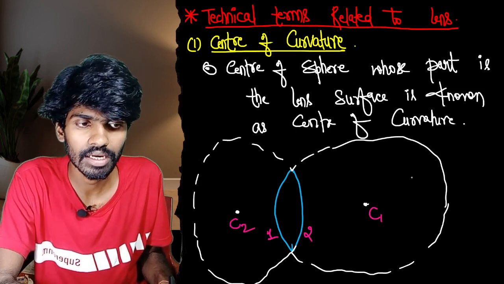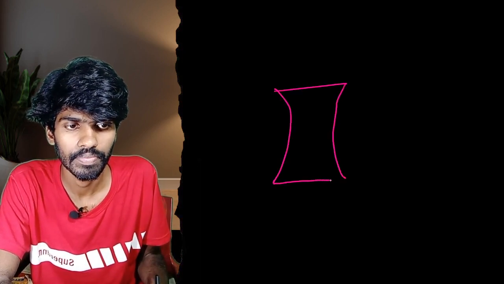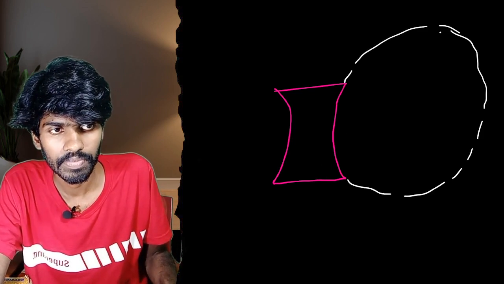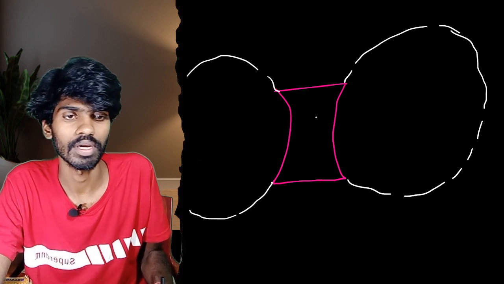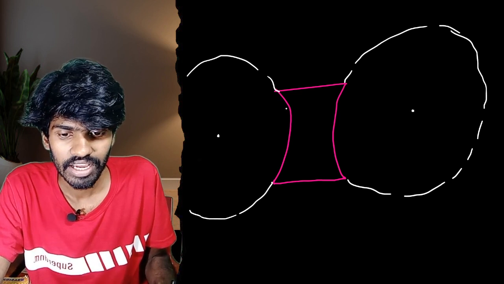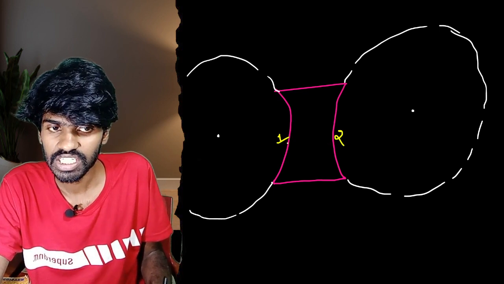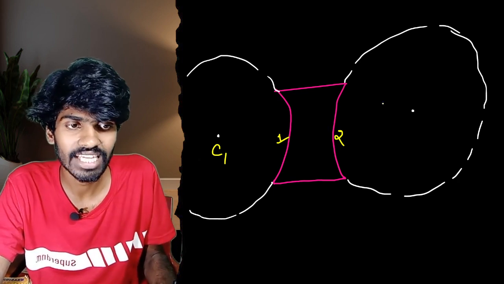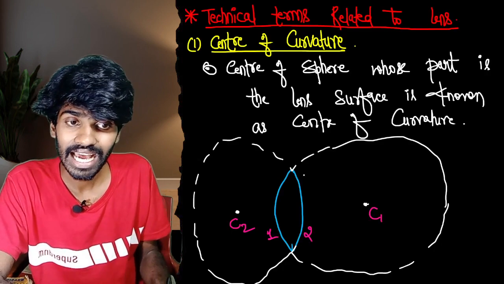Similarly, you can draw for a concave lens. If this is a concave lens, these are the centers of curvature for the respective surfaces. Again let's call this surface 1 and this 2. Center of curvature for surface 1 will lie in the left portion, C1, and center of curvature for the second surface will be at C2, which is at the right of the lens.